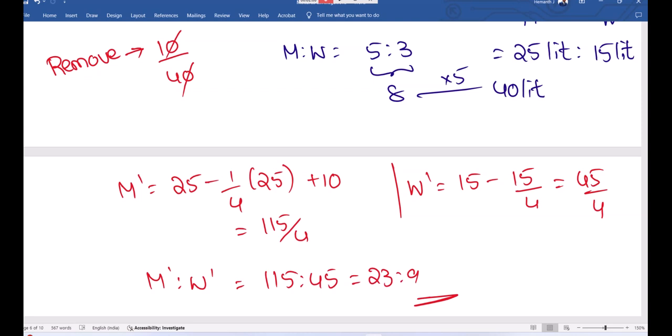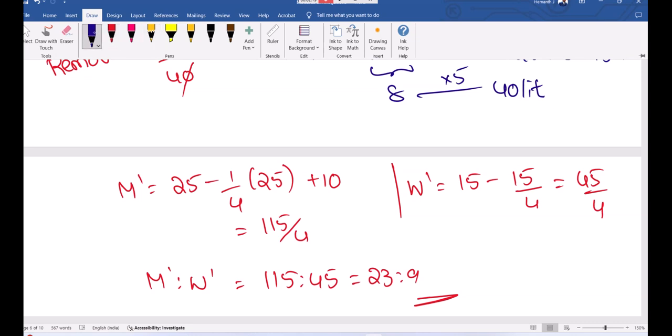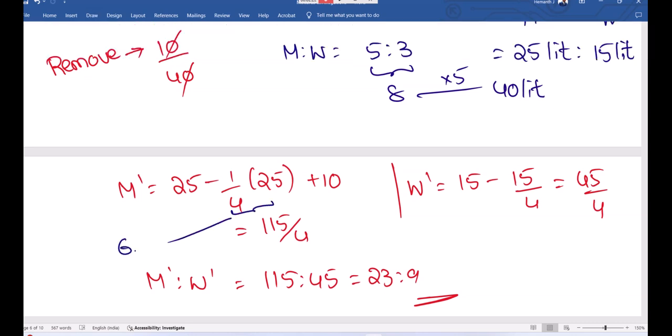But sir, I have a doubt whether the 10 liters are removed or not. If you have a doubt, 25 divided by 4 is 6.25. 15 divided by 4 is 3.75. 6.25 and 3.75 together make 10 liters. You have to remove 10 liters, that's done. This expression is exactly 6.25. This expression is 3.75. Total 10 liters are removed.